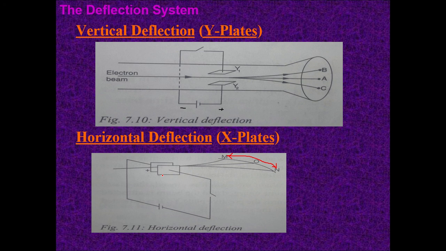I would like you, the same way I've explained the vertical deflection of the Y plates, to try explaining the X plates and see what we have, and try forwarding it to me so that we can see how to get a very good detailed explanation of that.